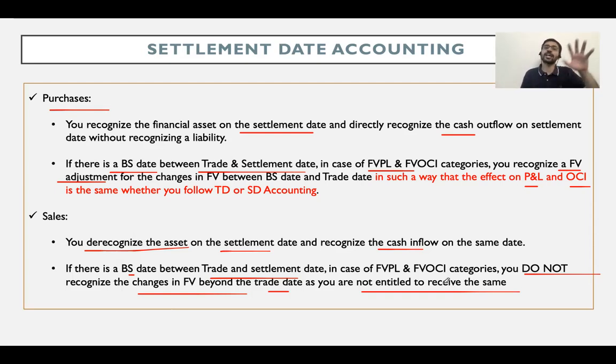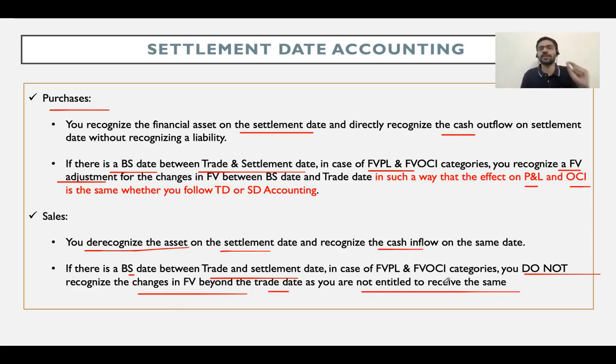The $100 gain would have been recognized in the current financial year in case of trade date accounting, whereas it would be recognized in the subsequent financial year if you're following settlement date accounting. You will not have that problem in case of FVPL and FVOCI assets, because in case of FVPL and FVOCI, the asset is going to be measured at fair value. Therefore, the fair value mark-to-market gains or losses are going to take care and ensure that the P&L and OCI are the same. Whereas that doesn't happen in case of amortized cost.